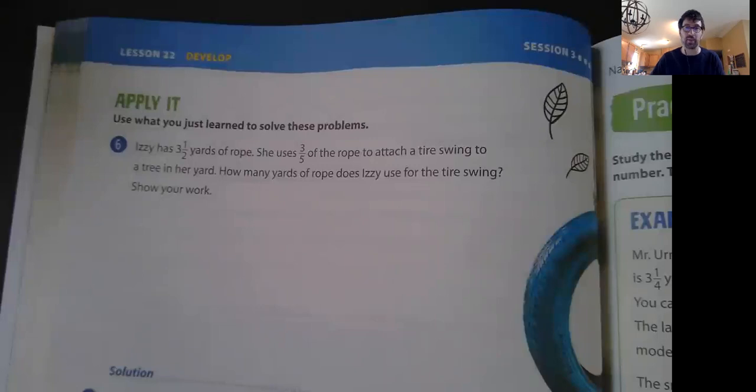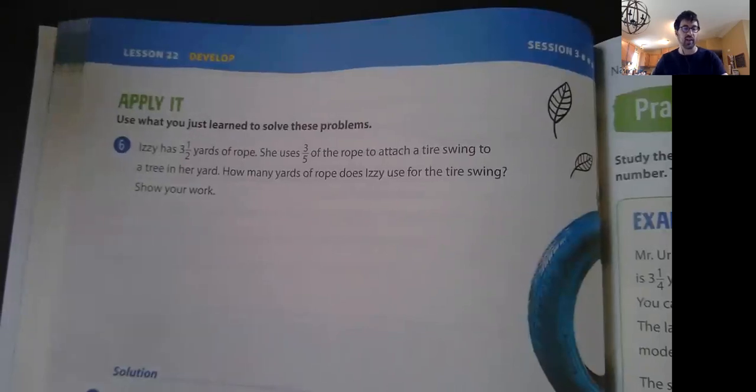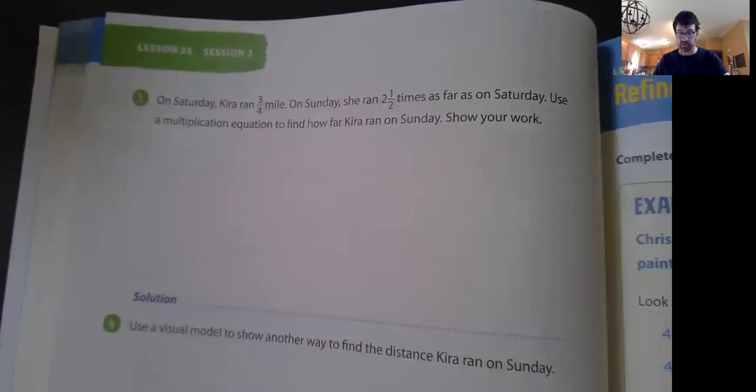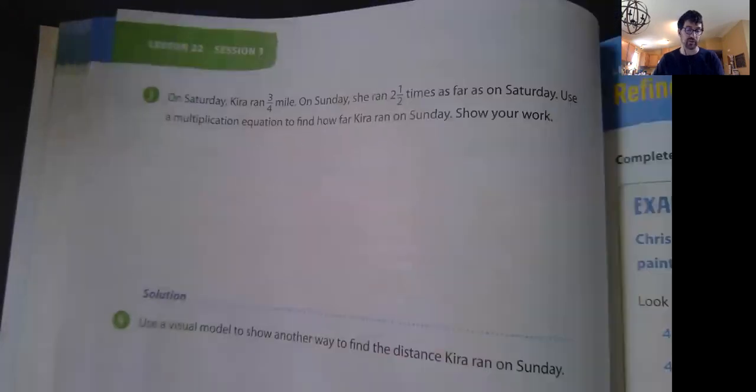When we talk about multiplying by mixed numbers, the biggest thing is that we're multiplying the whole part by the fraction part, as well as the fraction part by the whole part. So I'll go over a little bit of that today and try to make that a little bit clearer for us, and hopefully it makes more sense.